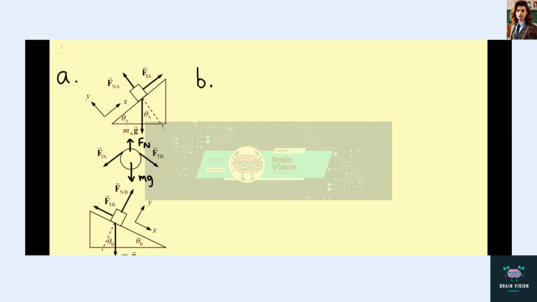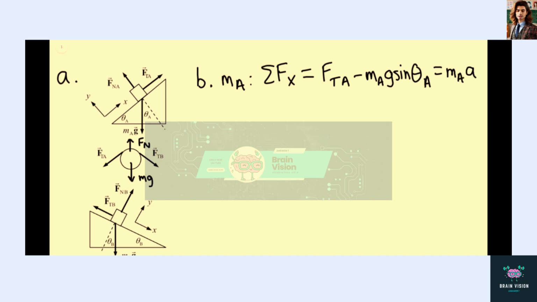For part B now, we need to apply Newton's second law for the two blocks. And we're going to say that, of course, the positive x direction is going to be to the right. So we can say that for the mass A, the top block, the sum of forces in the x direction would be equal to force tension sub A minus m sub A g sine of theta sub A. And this would be equal to the mass of A times the acceleration of block A. Here we're going to just say that the acceleration would be the total acceleration of the system.